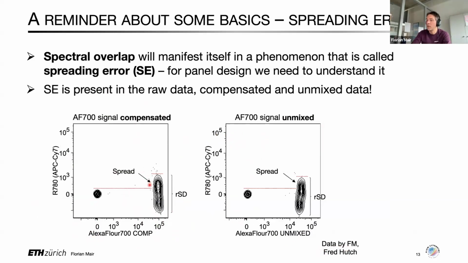And as you can all see, the spreading error that we're getting from that single stain Alexa 700 into either the secondary detector, or over here into the secondary fluorochrome in the case of unmixing, is more or less the same. Whether it's slightly less or slightly more, that's a topic for another day. But overall, the problem that we know remains the same. So spreading error is present in the raw data, compensated and unmixed data.